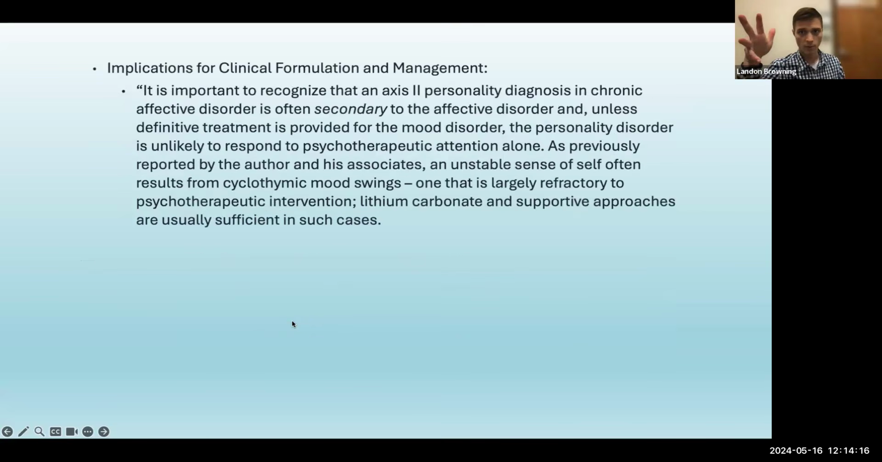The conclusion at the end of this paper that he draws from his unpublished study of 100 patients with borderline personality disorder and 3 case examples is: it is important to recognize that an axis II personality diagnosis in chronic affective disorder is often secondary to the affective disorder. And unless definitive treatment is provided for the mood disorder, the personality disorder is unlikely to respond to psychotherapeutic attention alone. As previously reported by the author and his associates, an unstable sense of self often results from cyclothymic mood swings, one that is largely refractory to psychotherapeutic intervention. Lithium carbonate and supportive approaches are usually sufficient in such cases.